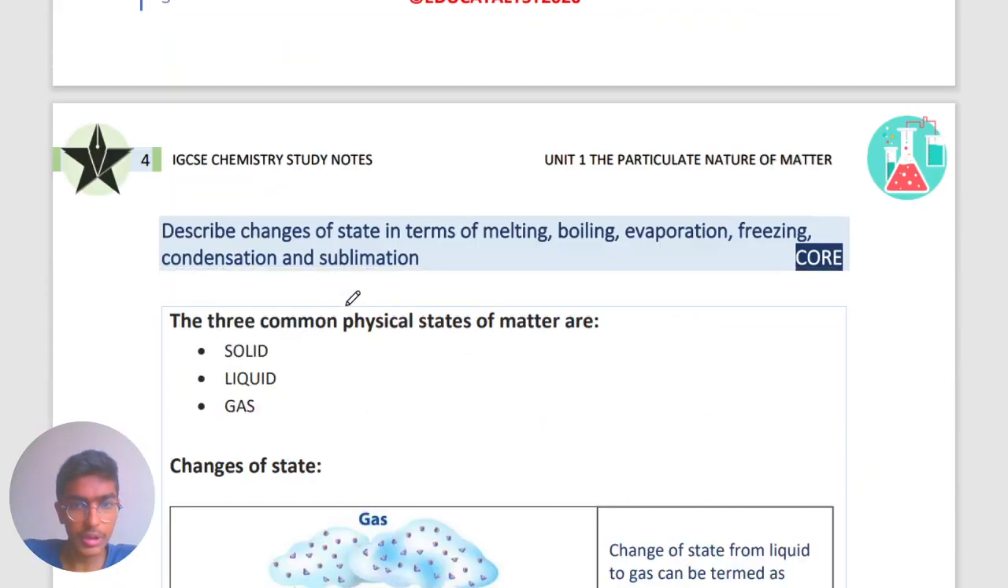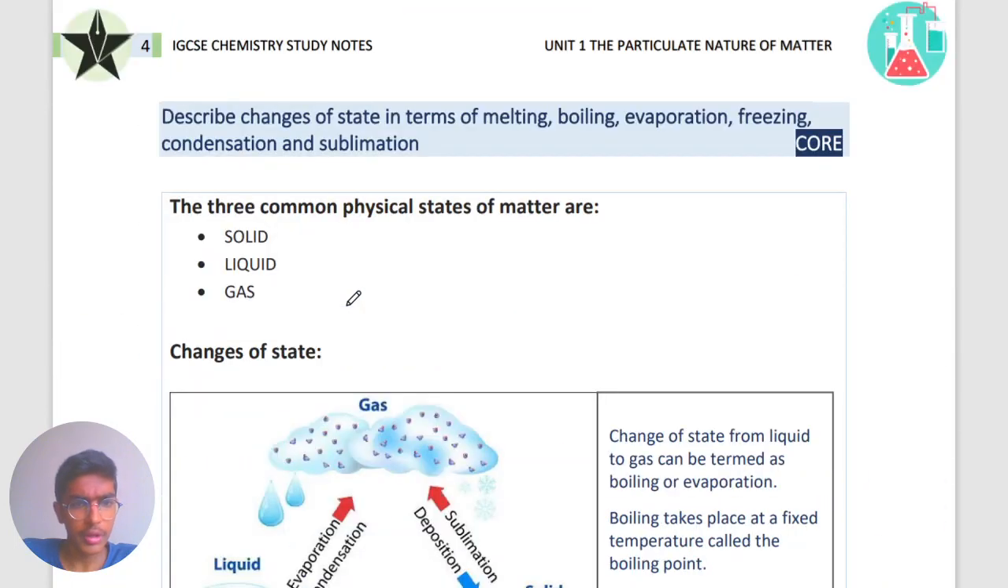We move on now to the fourth topic. The fourth topic talks about describing the changes of state in terms of heating, boiling, evaporating, freezing, condensation and sublimation. This is also a very commonly tested question. This topic basically talks about how something can change its state. How can water become ice? How can water become a gas? In these reactions, we say there's a change in the state.